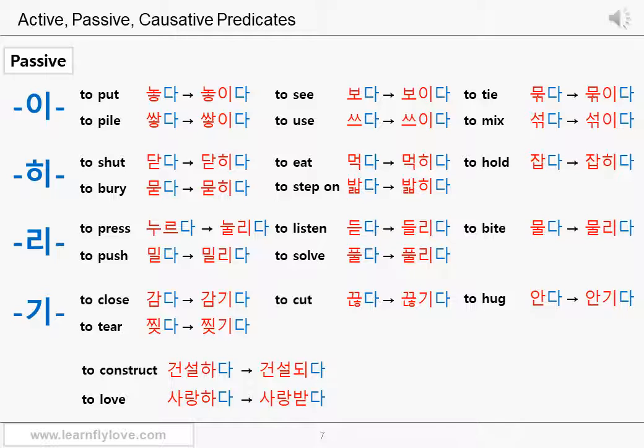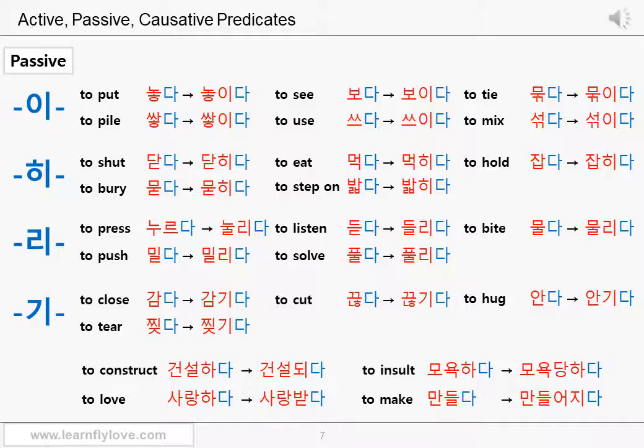Okay? 사랑받다. And to insult is 모욕하다. And to be insulted is 모욕당하다. 당하다 can roughly mean to undergo something unpleasant. That is why 당하다 is used to make the passive form of the verb to insult, 모욕하다. Okay? To be insulted, 모욕당하다. To make is 만들다. And to be made is 만들어지다.